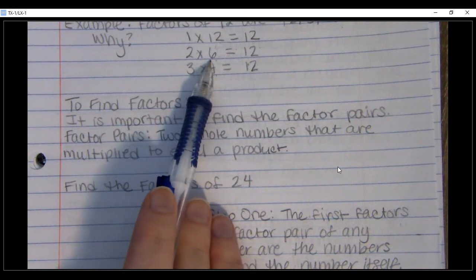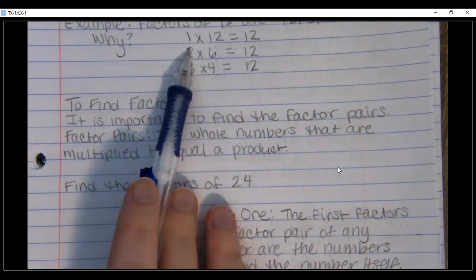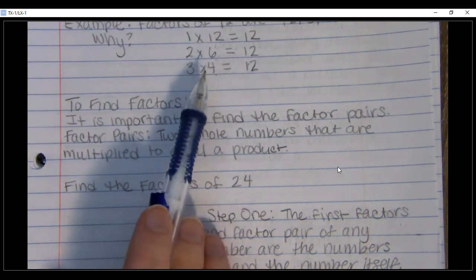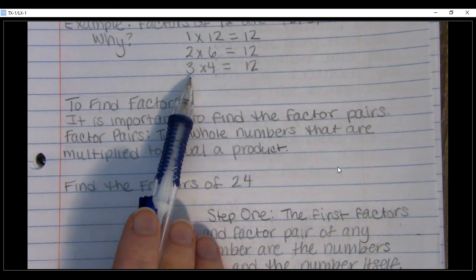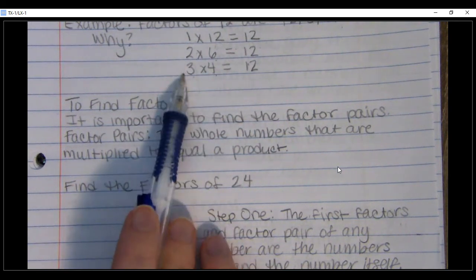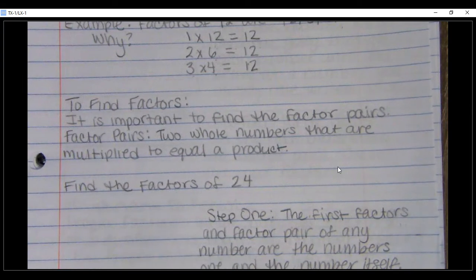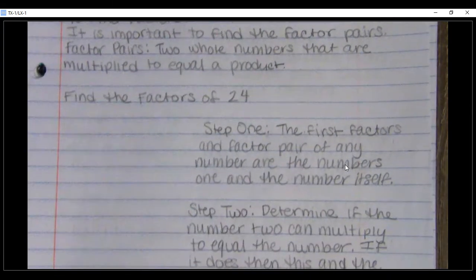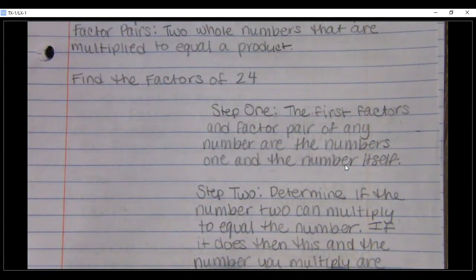2 times 6 is equal to 12. So therefore, 2 and 6 are factor pairs. And the same thing with 3 and 4. 3 times 4, both of those together is equal to 12. So they're factor pairs. So let's do an example of our own.